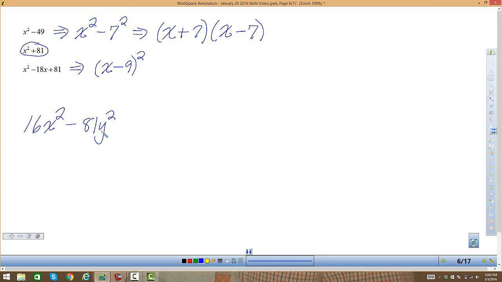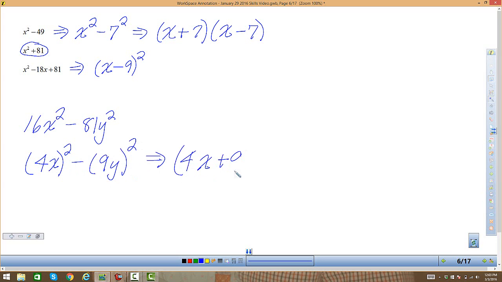Here we have a little bit more complicated one, and we'll break it down a little bit. I'm going to say that 16x squared is 4x all squared minus 9y all squared. So this is a difference of two perfect squares as well. So it's going to factor to 4x plus 9y times 4x minus 9y.